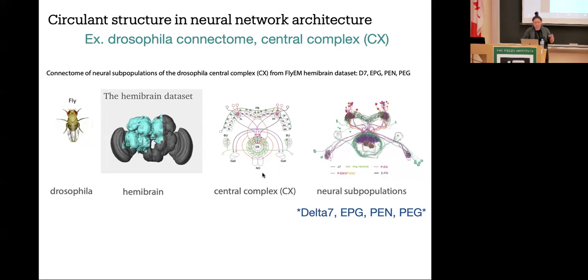This part of the brain includes a region called the central complex that I believe Chad and Nico also spoke about earlier. The central complex is made up of a few main pieces. Two of the ones we're going to care about today are the protocerebral bridge up here and the ellipsoid body, the ring-like shape down here. Making up these different substructures are a bunch of different types of neurons. The types we're going to be looking at are the delta 7s, the EPGs, the PENs, and the PEGs.